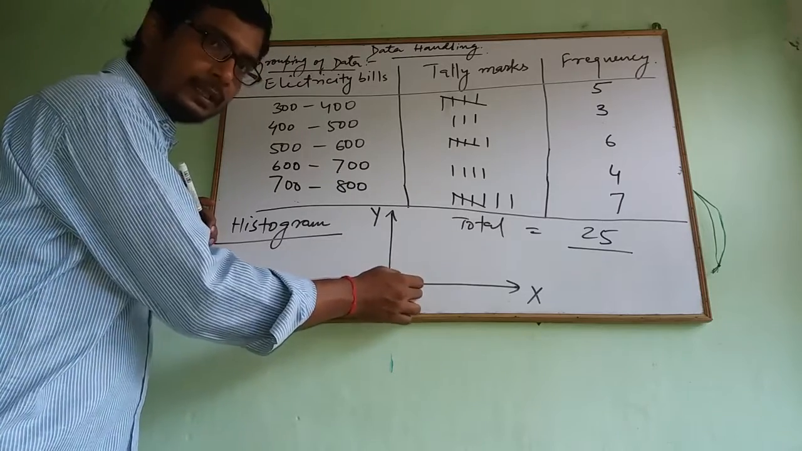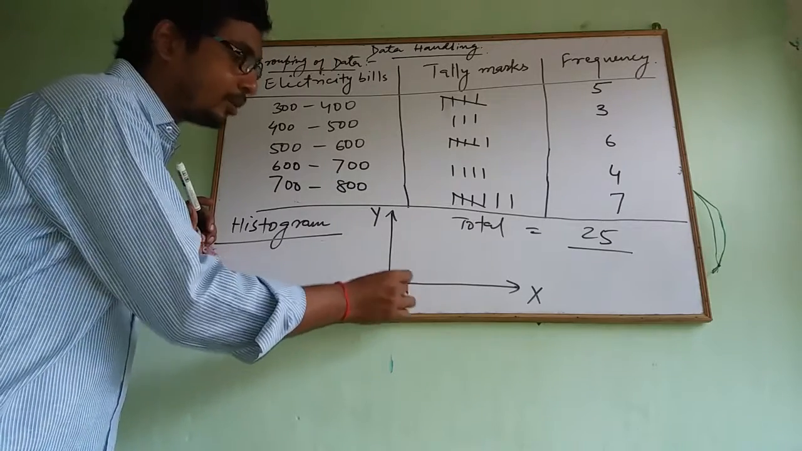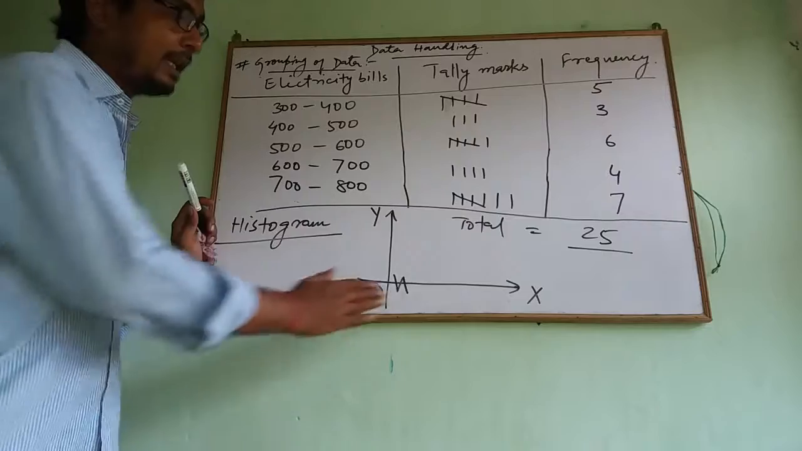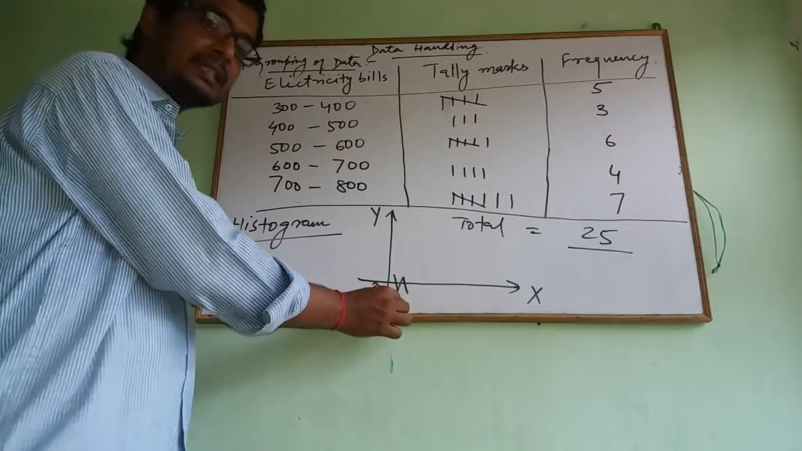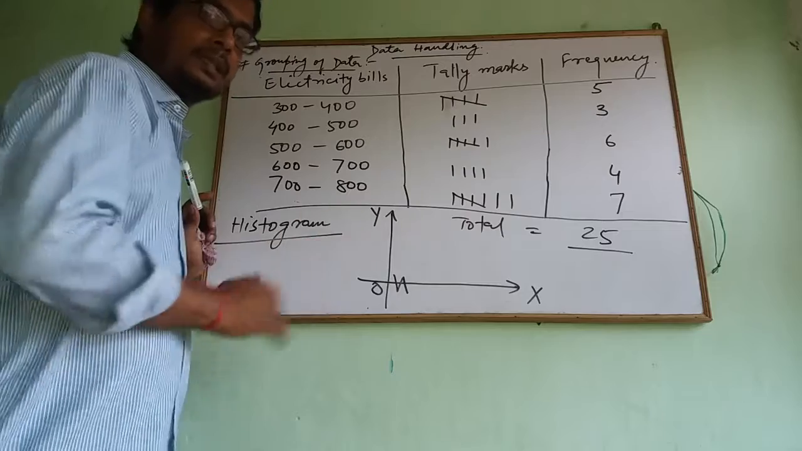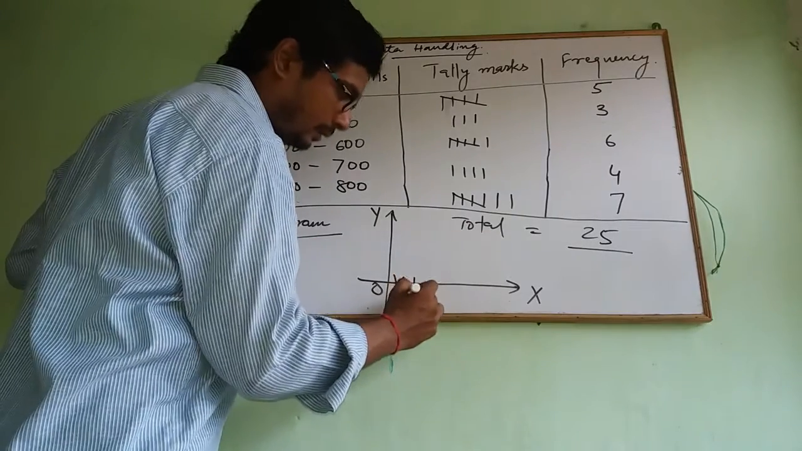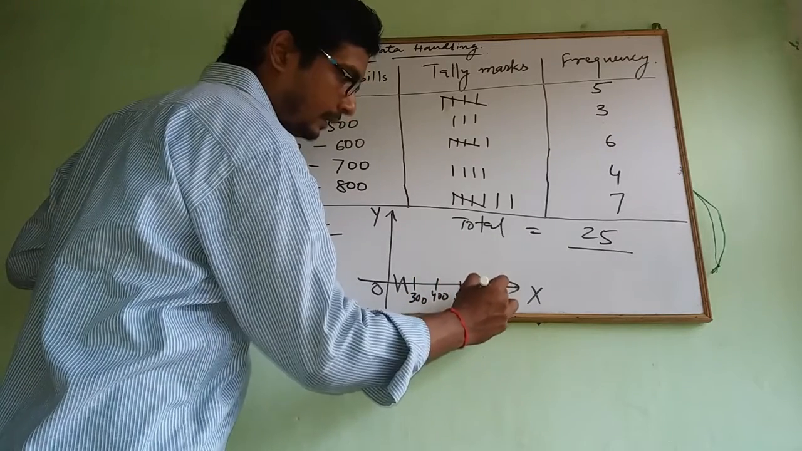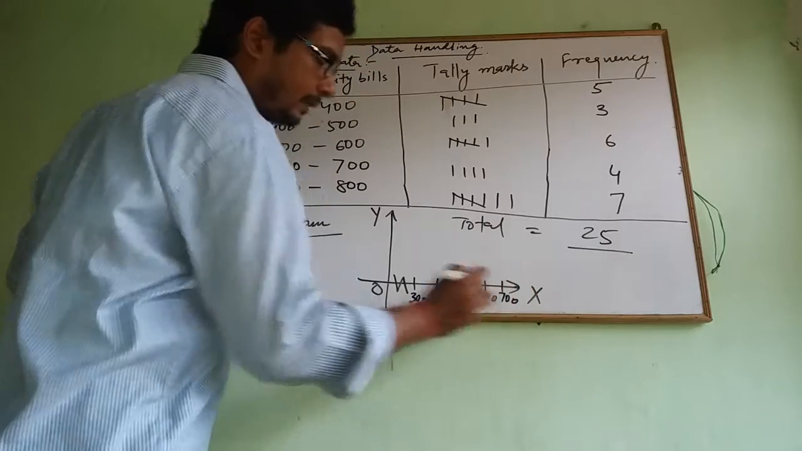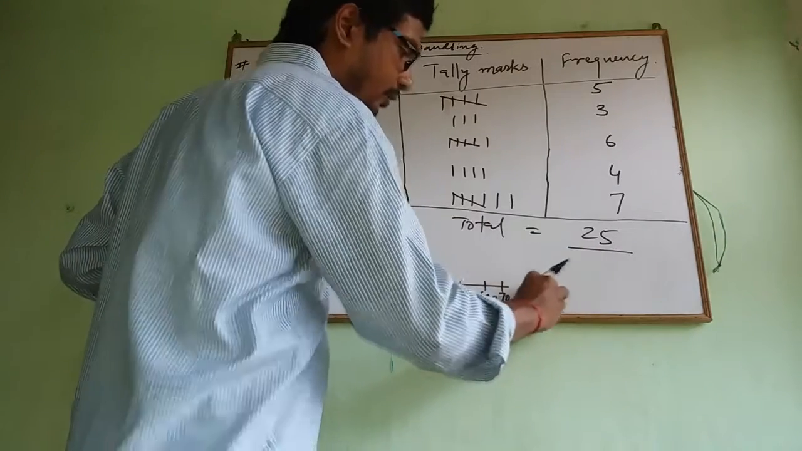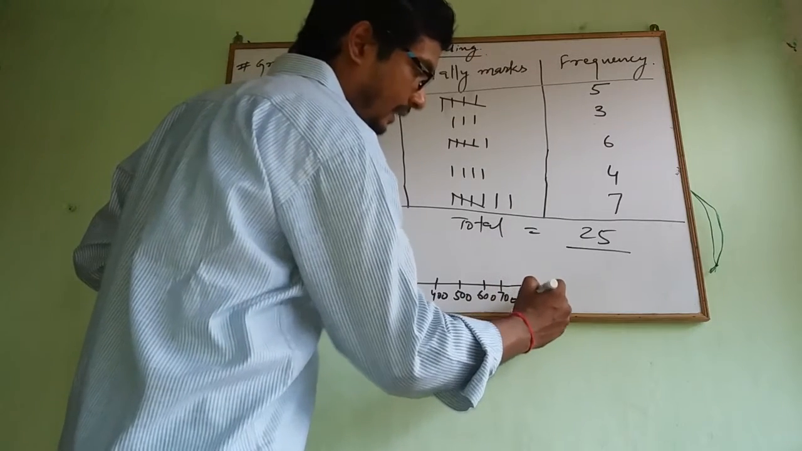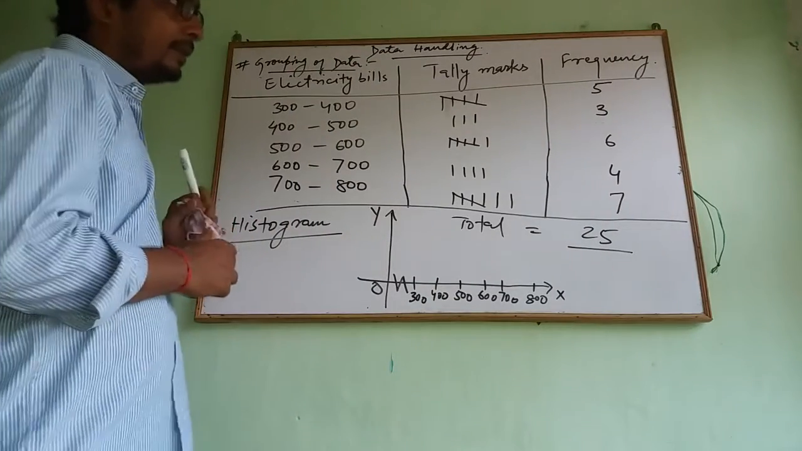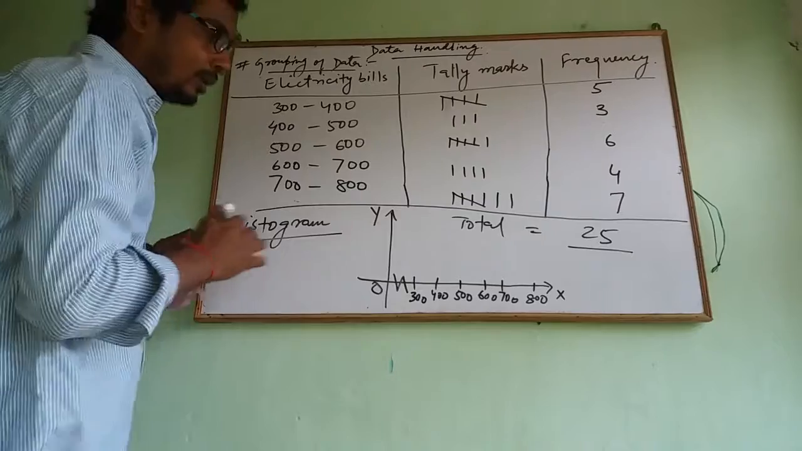We start from 300, but in between it is 0 to 100, 100 to 200, then 300, and so on. By introducing this symbol, it means that the graph is continuous. So we will start with 300, then write 400, 500, 600, 700. Sorry, my lines are short here. Then I will write 800. That's all.